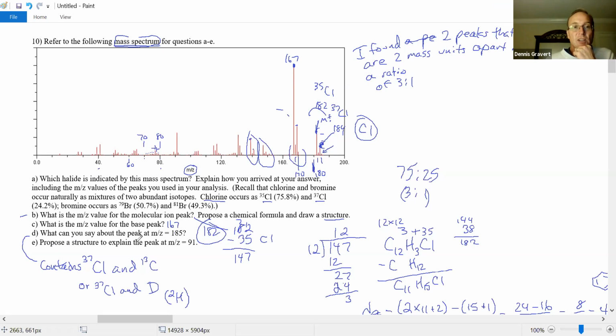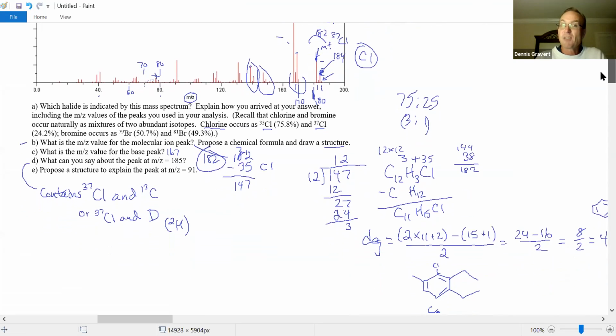Lastly, hey, propose a structure to explain the peak at m/z 91. So you can go and find it. I think it's this one. Pretty large peak relative to the others. Not as big as the base peak, but hey, much bigger than the other one. So it's pretty common. Nature says, hey, whatever the molecule looks like, this is a pretty stable fragment. It's a resonance stabilized carbocation, because you can't see the free radical. You can only see the ion. So it's some type of stabilized carbocation, maybe tertiary. So let's just go after it.